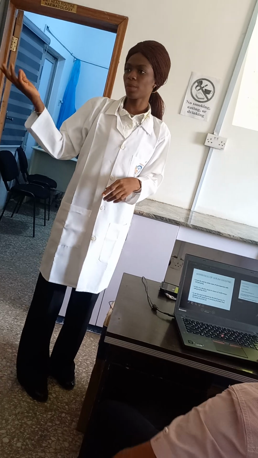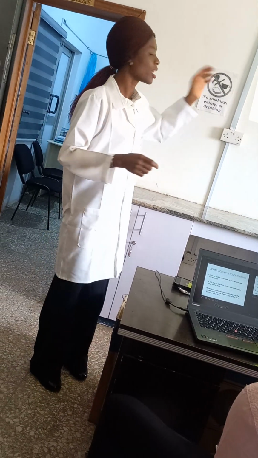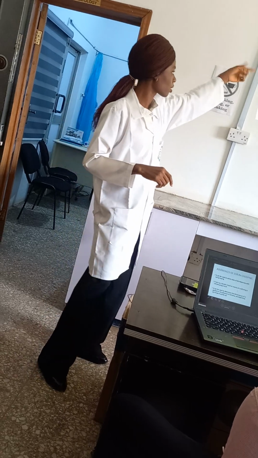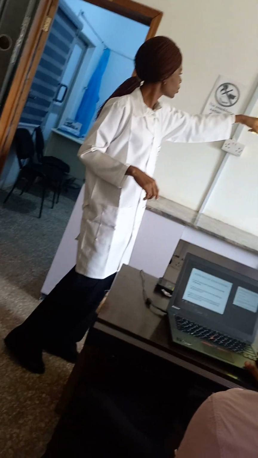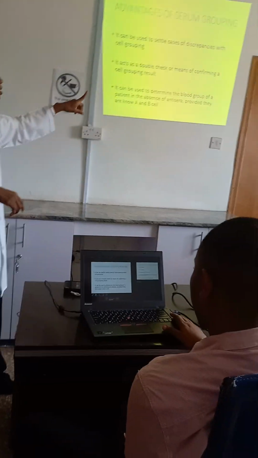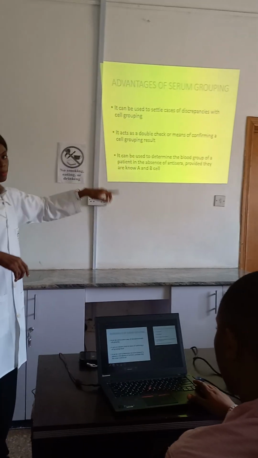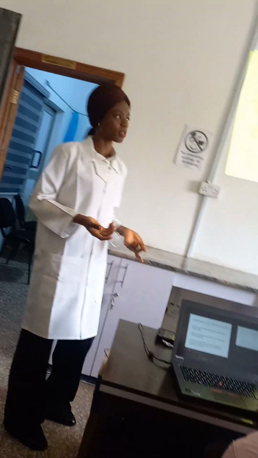Apart from the one that we normally do, this person will get a different result, another person comes and gives a different result, then we use normal saline. Instead of doing that, serum grouping can also be a better and more recommended procedure. It can be used to determine the blood group of a patient in the absence of antigen, provided there are no A and B cells. It is an alternative to cell group.